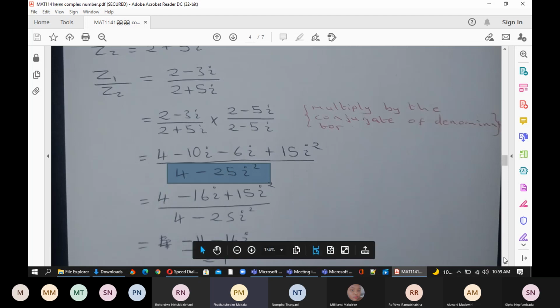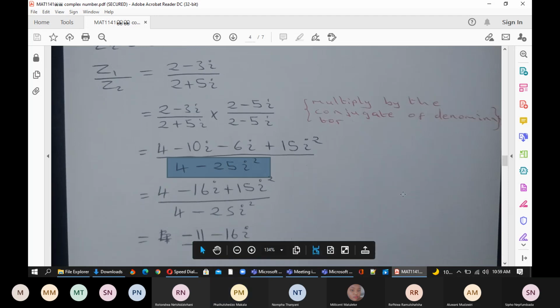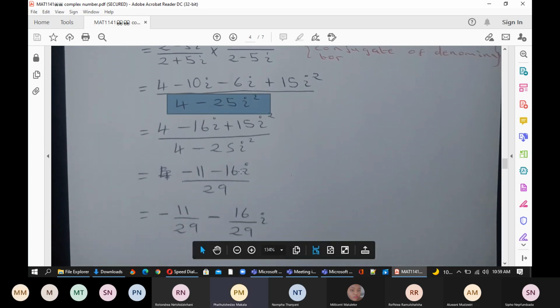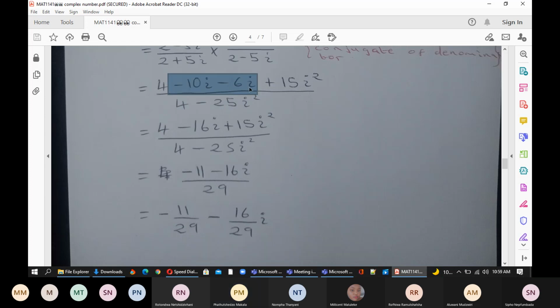Okay, so now when we proceed, we're going to group the like terms. We press our calculator and we say negative 10i minus 6i. Negative 10 minus 6 gives us negative 16, but it was with i. Plus this one, we copy it the way it is. We copy the numerator and the denominator the way it is now.